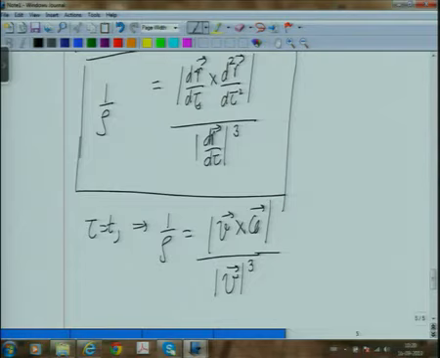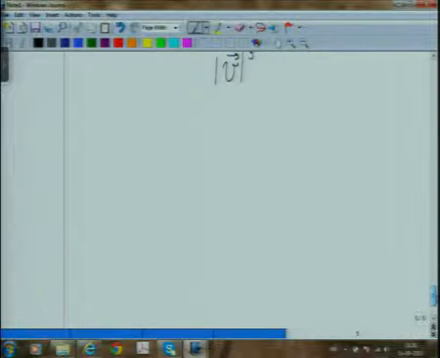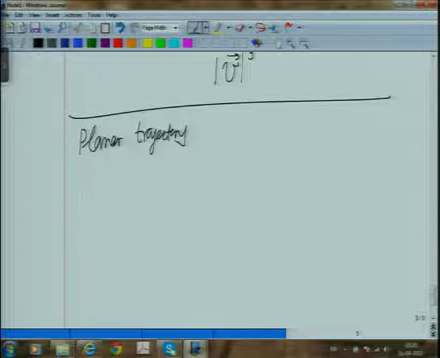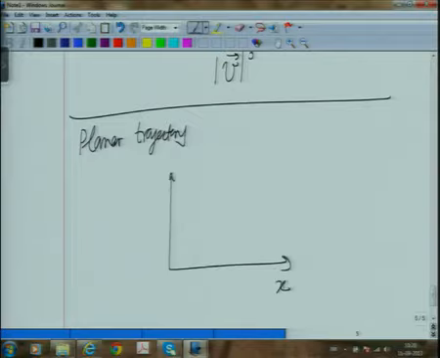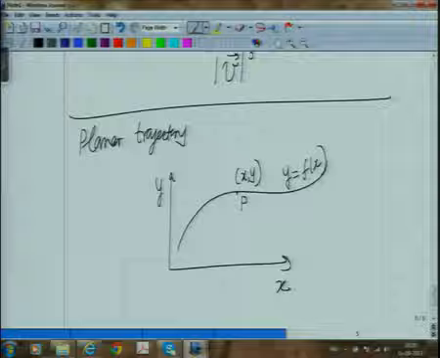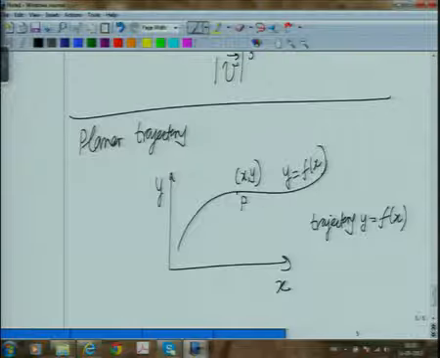Now given this, and this becomes the last part in the formula to be done, if there is a planar trajectory, we have a particle which is traveling along a plane and this path is given by y is equal to f of x. The particle is at a point P which is (x, y). So we have a trajectory y is equal to f of x.